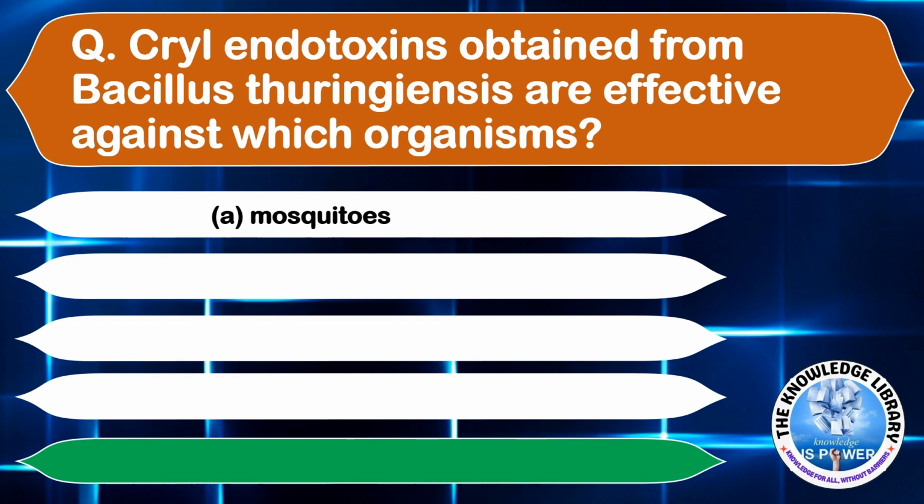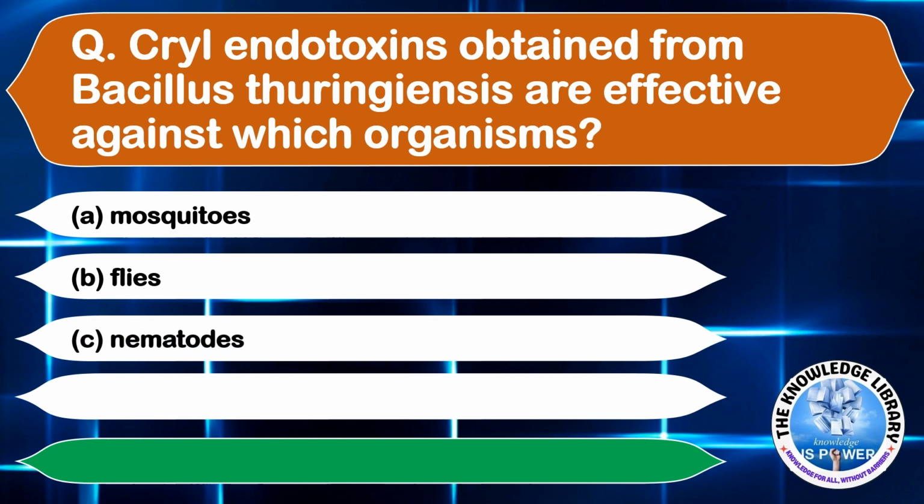Cry endotoxin obtained from Bacillus thuringiensis is effective against which organisms? Option A, mosquitoes. Option B, flies. Option C, nematodes. And option D, bollworms. The correct answer is option D, bollworms. Moving on to the next question.